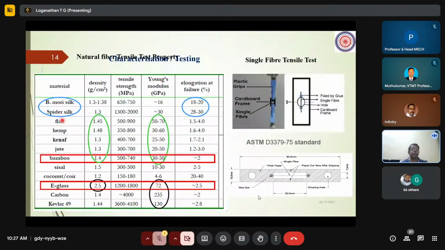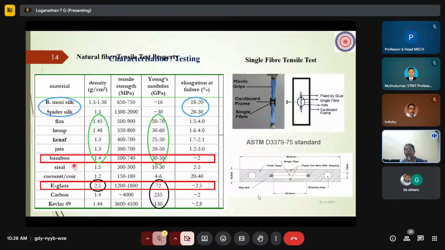Somewhere around, say, flax fiber, it is around 72, but it is equal to glass fiber, which is having around 70. And elongation to failure, that is the strain, is very good. So it is able to undergo a lot of deformation. So this sort of picture is going to tell us that though we cannot replace the synthetic fiber to a major extent, wherever possible, the synthetic fibers can be downplayed by these types of natural fibers.